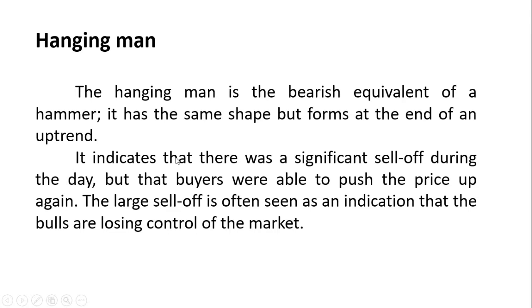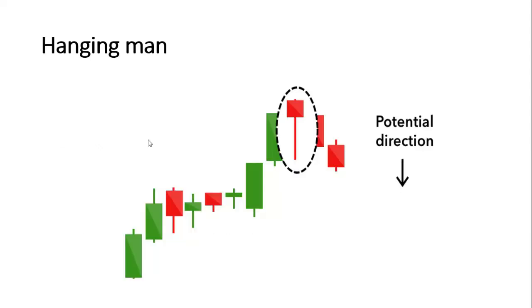So it indicates that there was a significant sell-off during the day, but the buyers were able to push the price back up again. That means there was selling pressure during the day. See, the stock price started here. What happened then? The bulls tried to pull the market up. Again, the bears came into the market and pushed it completely down. Again it closed at this point. So this proves that the sellers are going to enter the market.